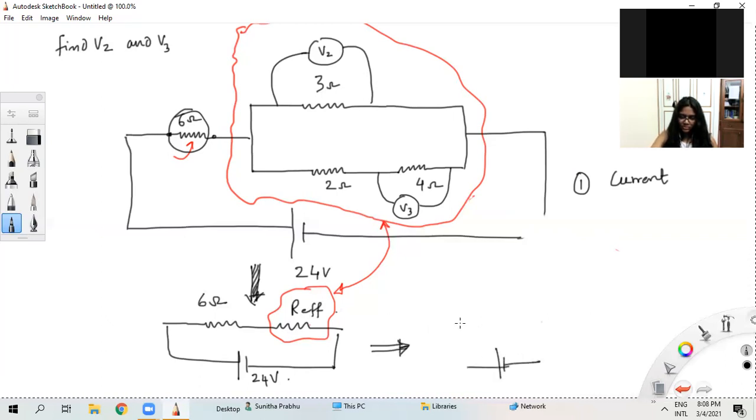Remember yesterday we did that. We broke it down into steps. And then we finally found the R effective of the entire circuit. You remember this?